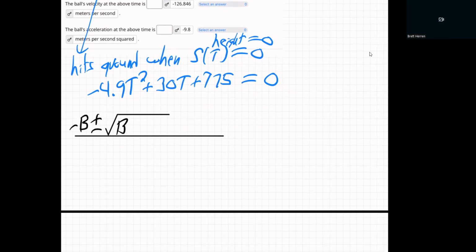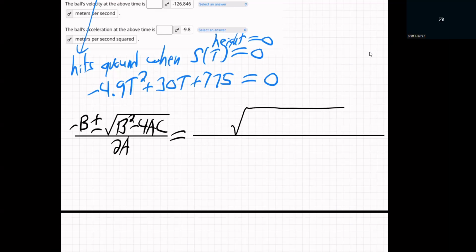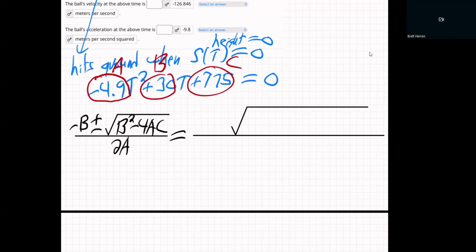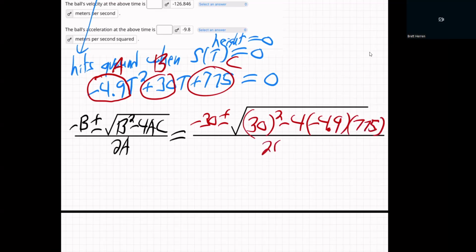Negative b plus or minus the square root of b squared minus 4ac all over 2a. Let's plug it in. So what's this A, B, and C? I think you know. This is A. A is the number in front of t squared. This is B. And this is C. So negative B plus or minus square root of B squared minus 4 times A times C, all over 2A.